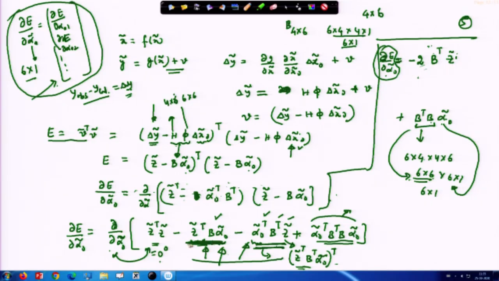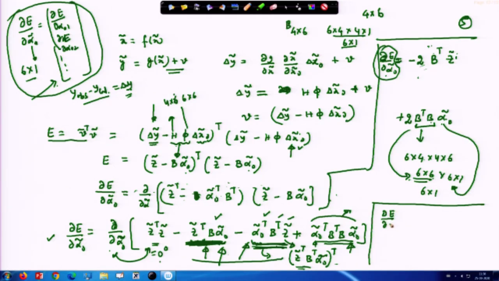This part you have to particularly take care of. Once you differentiate it, or otherwise just write the expansion and differentiate, you will see that it gets reduced to this format. Because alpha 0 is present here and alpha 0 is present here, a 2 will also appear in this place. And then finally, we are setting this quantity equal to 0. So, here we can summarize the thing.